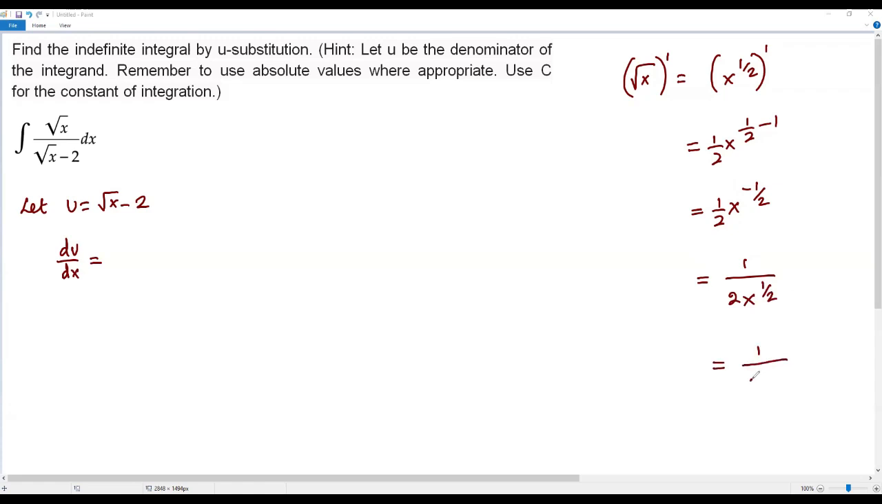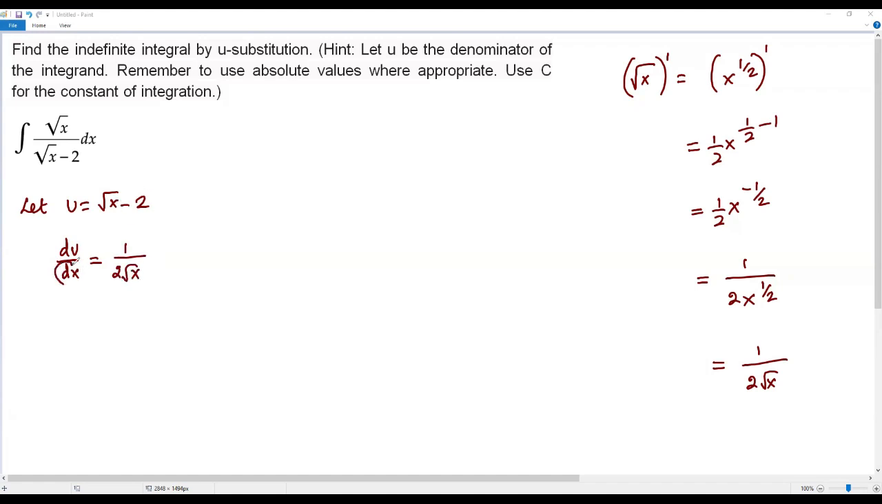Then we get 1 over 2 times... whenever we have exponent 1/2, it can be written as a square root. So then we get 1 over 2 times square root of x. Now I got the derivative of square root of x, that is 1 over 2 times square root of x. Therefore, the derivative of square root of x over here is 1 over 2 times square root of x, and the derivative of this -2 is 0.